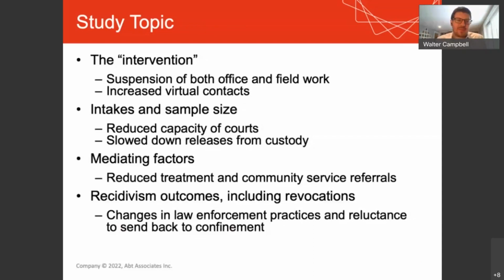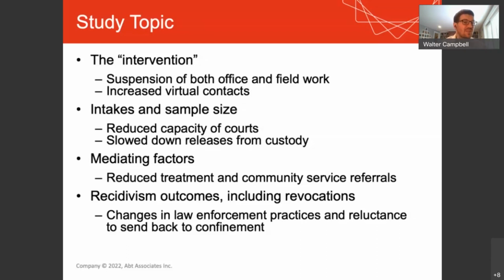The pandemic affected a few aspects of our study. The first is it affected the actual intervention. As Holly mentioned, we're studying field contacts. We're studying in-person contacts between an officer and the person they're supervising.